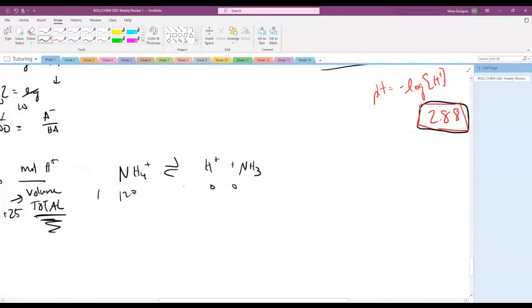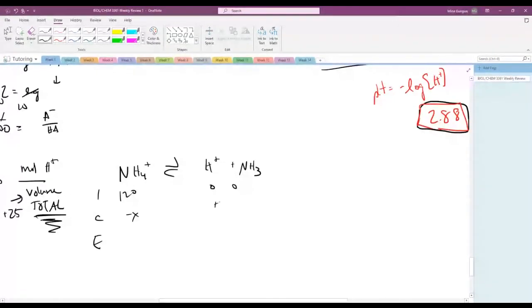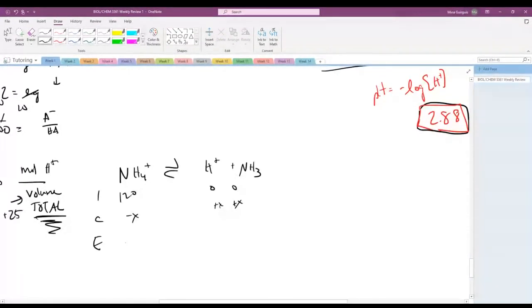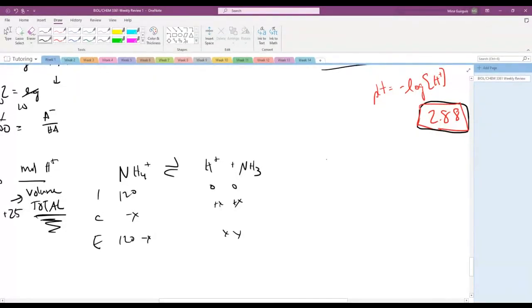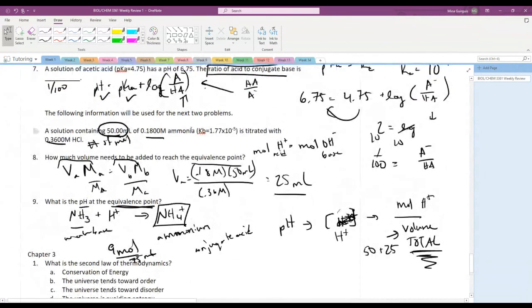Oh, and did I label it? No, I didn't. So I need to label this that it's an ice table. We're going to subtract x, add x, and add x. And so we get 120 minus x, x, and x. So now, what Ka are we going to use?